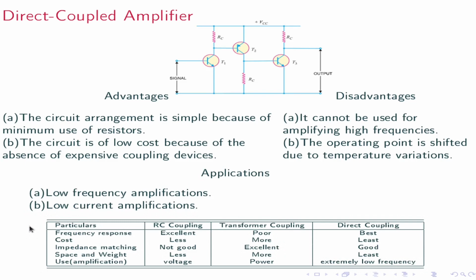If we compare the three, RC coupling is used for voltage amplification, transformer coupling is used for power amplification, and direct coupling is used in extremely low frequency amplifications.